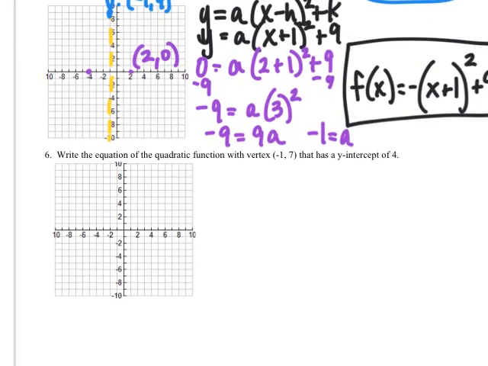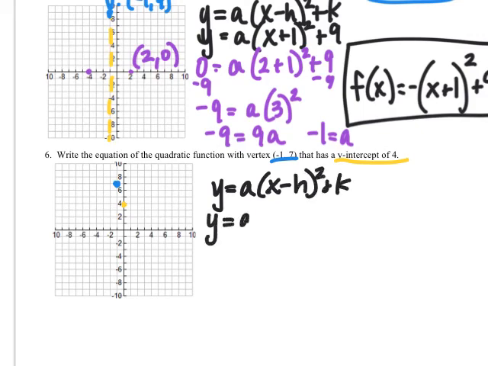So number 6 says that you have a vertex at (-1, 7), and you have a y-intercept of 4. So let's plot what we have. So we have a vertex at (-1, 7), and a y-intercept of 4. So we know that much right there, right? So let's go ahead and put in what we know in our vertex form, so (x minus h) squared plus k. So I can substitute for h and k already, right? (x plus 1) squared and then plus 7.